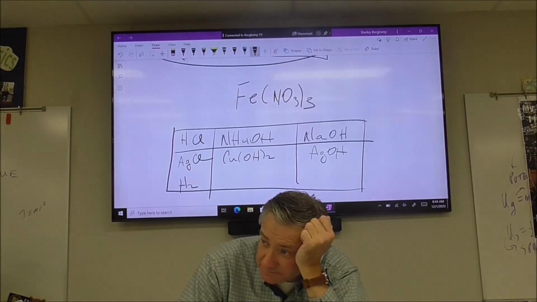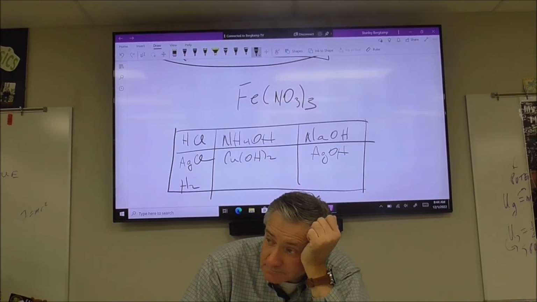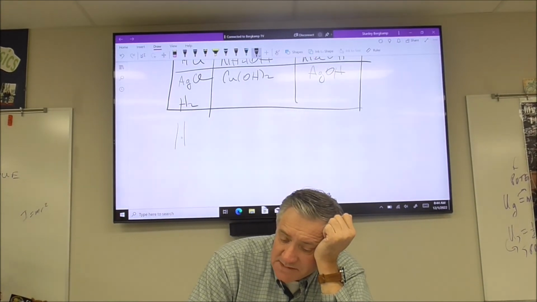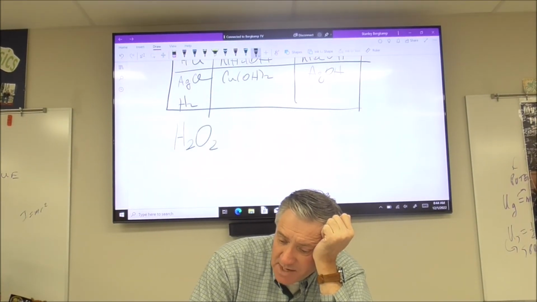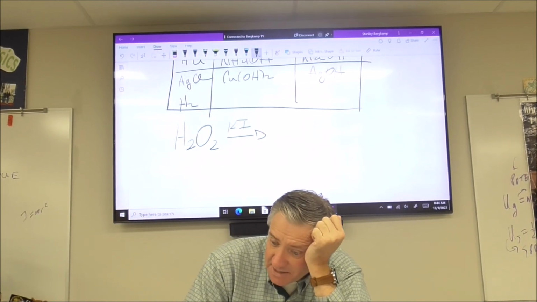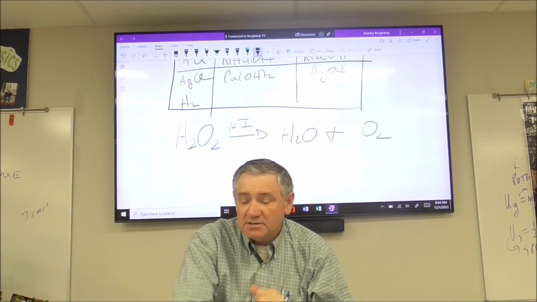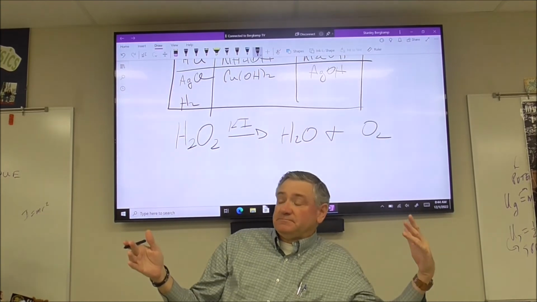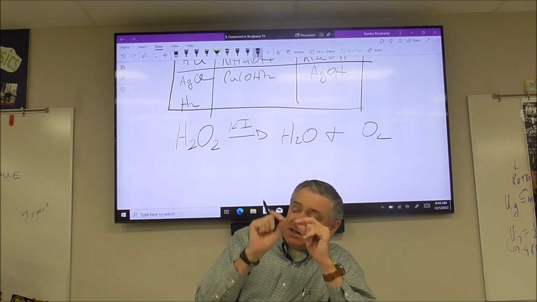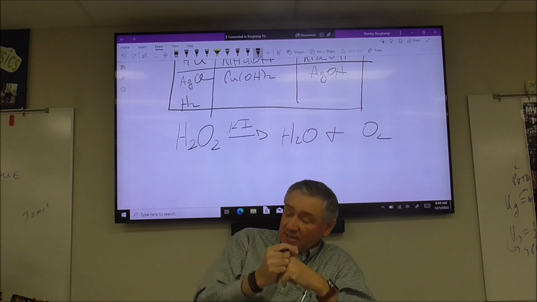Also, what's the difference between the reagents and the catalyst? Okay, so let's say we did that reaction with hydrogen peroxide, and we had a catalyst of potassium iodide, and that decomposed hydrogen peroxide into water and oxygen. Okay, so here's the difference. A very good question. A catalyst is there, but all it does is speed up the reaction. It's not actually involved in the reaction.